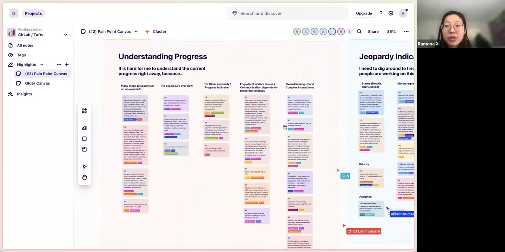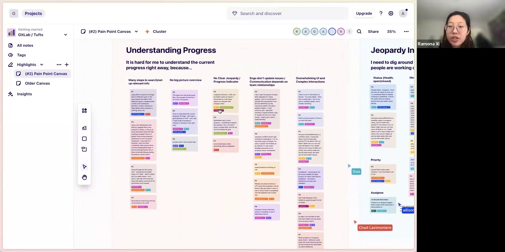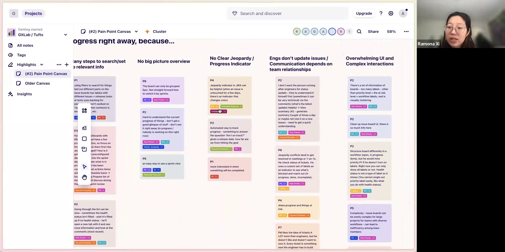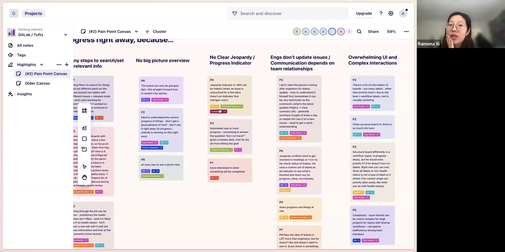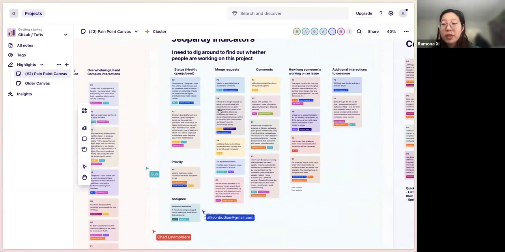I think some interviewees also said that they'd like more indicators. Let's say if one issue is untouched for 3 days, they would like to see a color change or an indicator showing up. I think they also said they would like to see which issue has comments underneath it. So a little comment indicator would be nice.